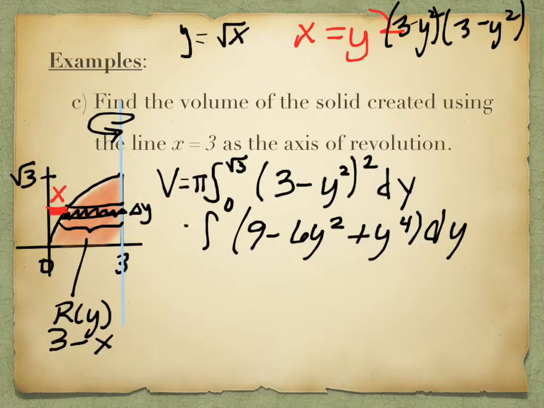Okay. Like I said, setting it up and recognizing what the radius is is the hard part, because this is easy to integrate, isn't it? Most of you did this about 6 months ago, at least you did when you took Calc 1. So we're going to integrate this now. Oops, this is 0 to square root 3. All right, so what is the antiderivative of 9? 9y, thank you. And then 6y squared?